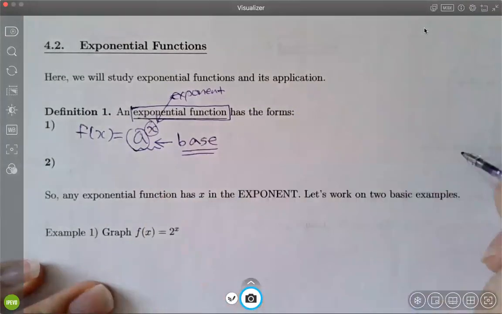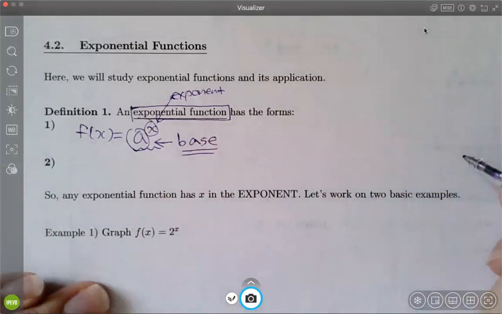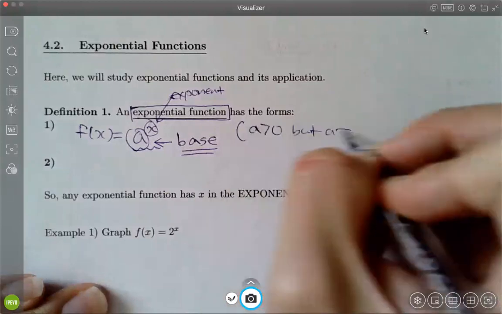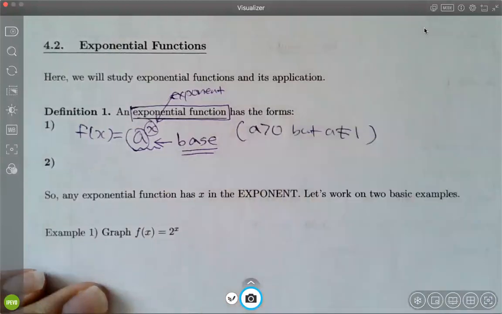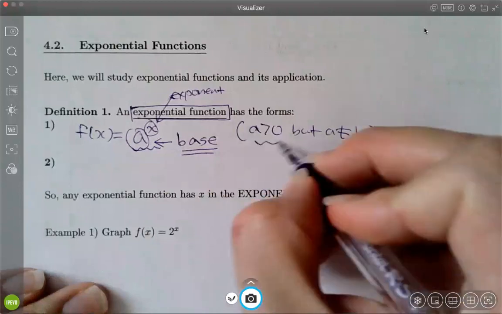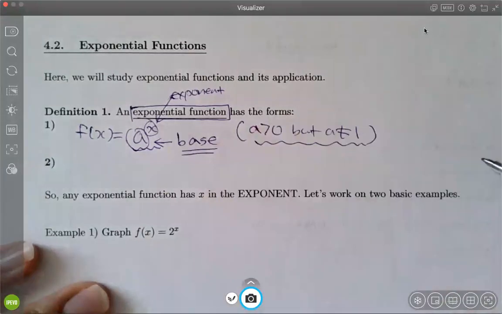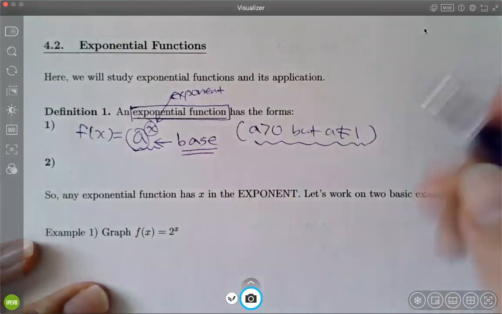Okay, so now what is the condition on this base? It's positive other than 1. And now, hopefully you can see why. What happens when the base is equal to 1? You have 1 to the power x, right? And what is 1 to any power? 1, right? Which is not an exponential function, so that's why we exclude it in this case.